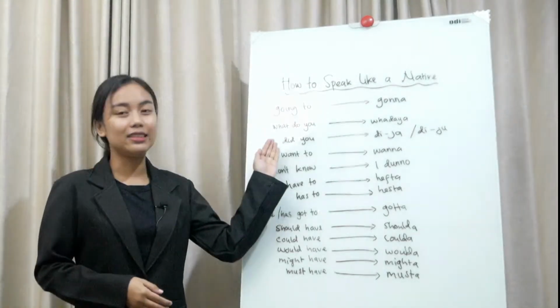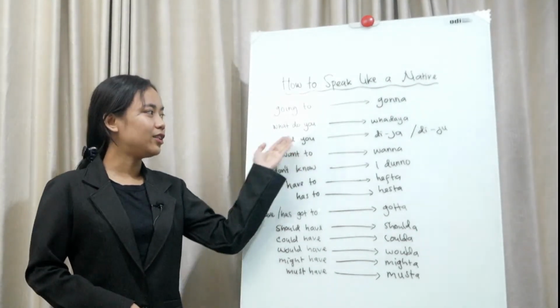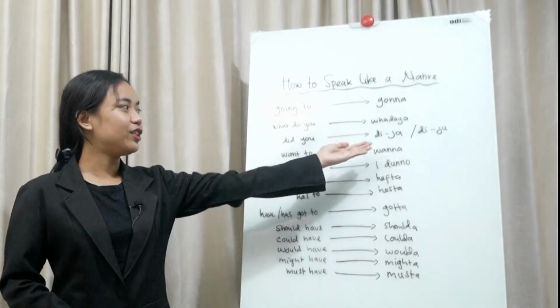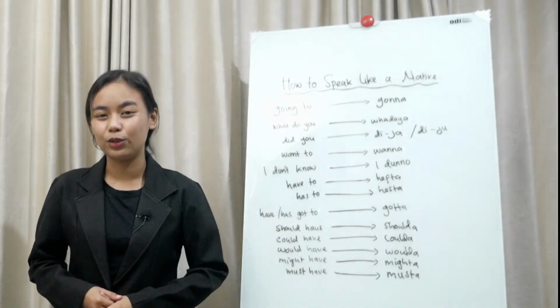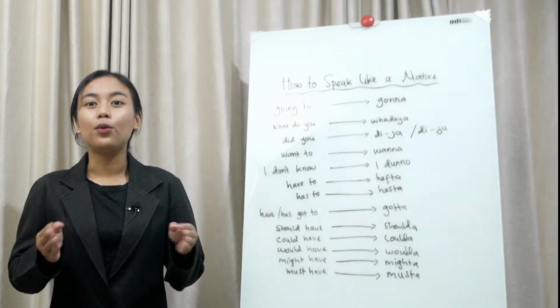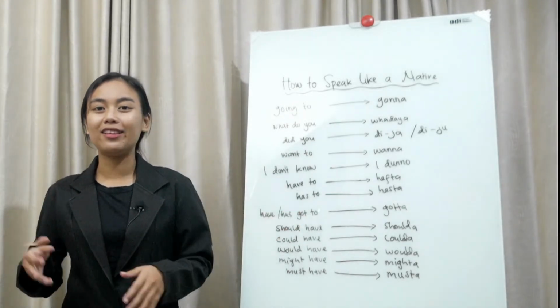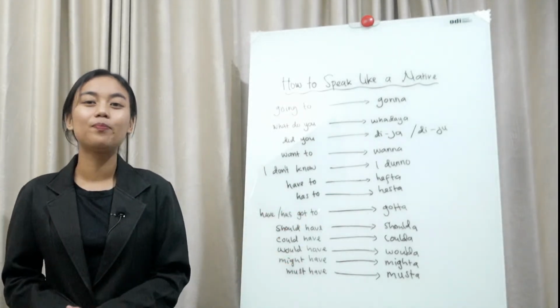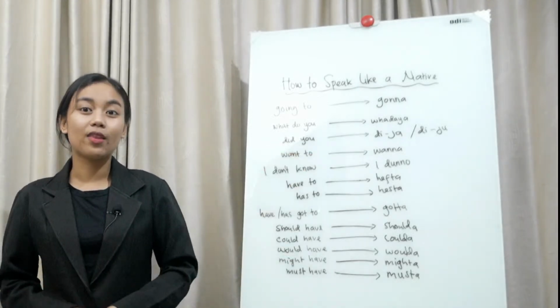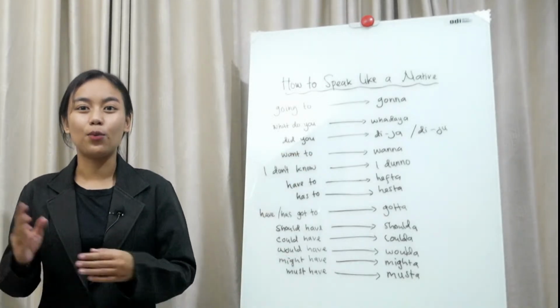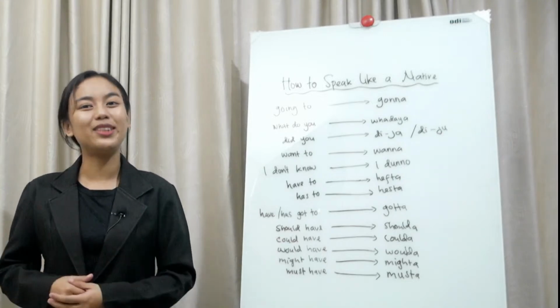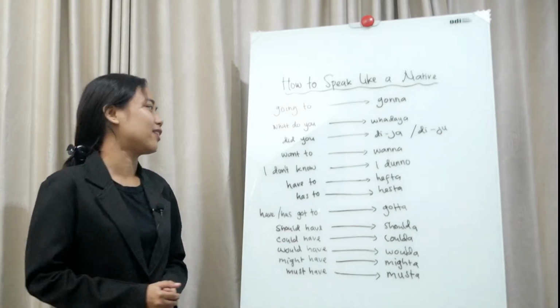Next, we have did you. Did you bisa disingkat menjadi did ya ataupun did you. For example, what did you do? Bisa disingkat menjadi what did ya do. What did ya do? Apa yang kamu lakukan tadi?